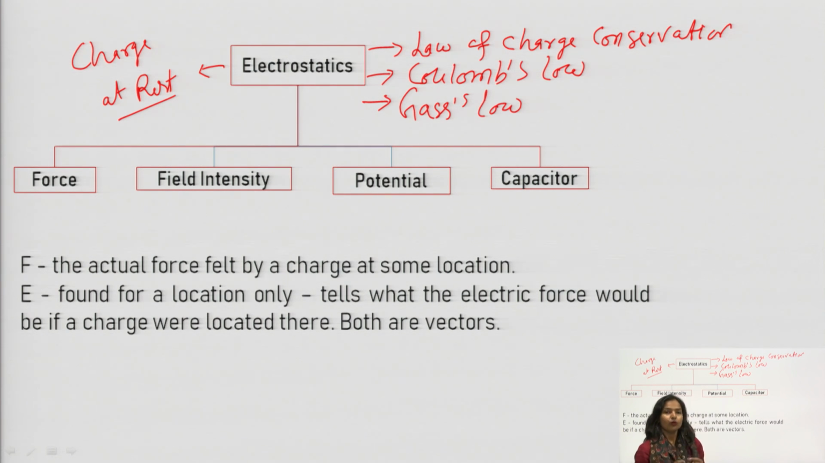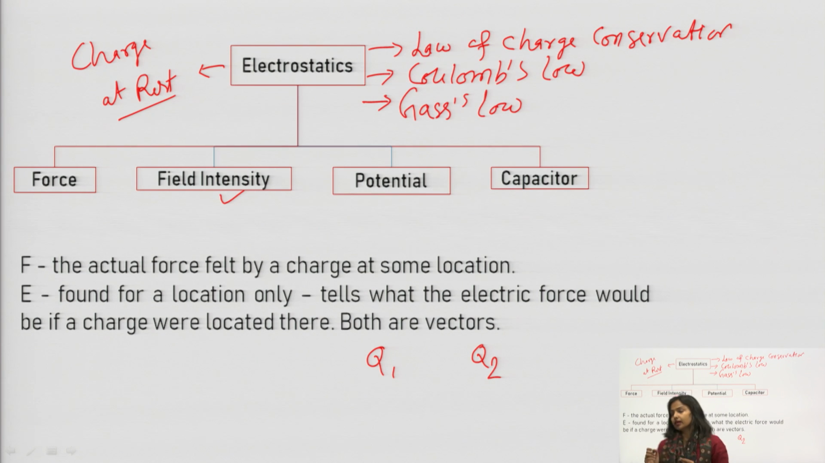Electric force. Whenever there are two charges like Q1 and Q2 placed somewhere, then there will be a force in between these two charges, and the value of the force experienced by these charges is explained by Coulomb's law. Further we will study field intensity. Field intensity is nothing but the force experienced by a unit positive charge.